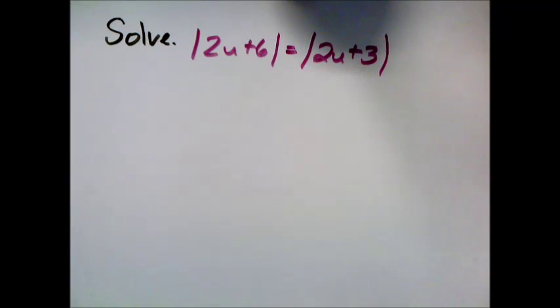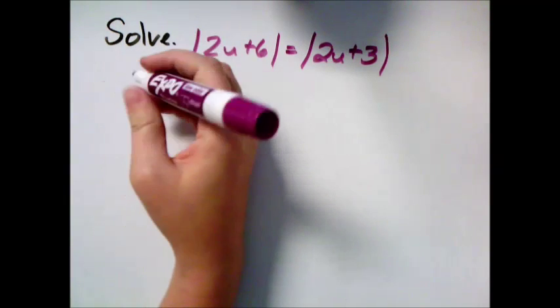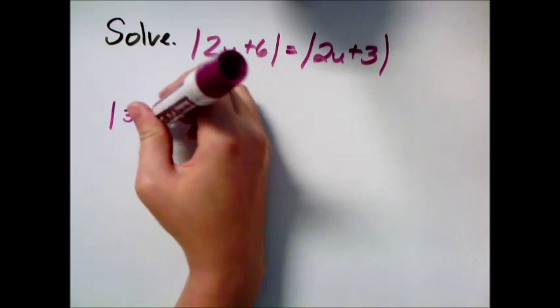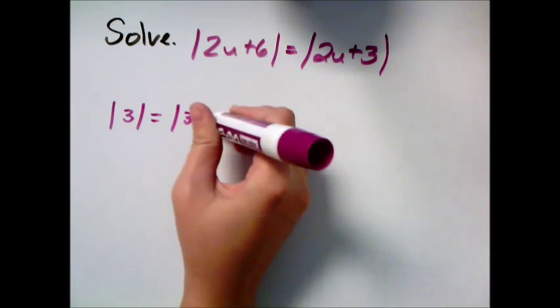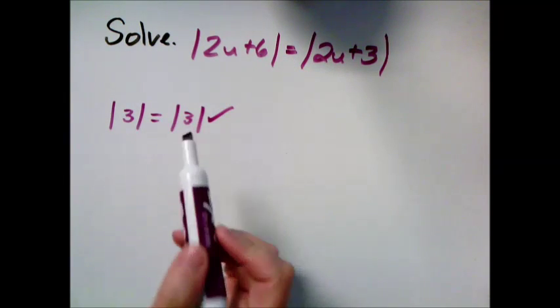Here we want to look at solving an absolute value equation where there's an absolute value on each side. So before we do this actual one, think about the reason why this works. If I'm trying to get the absolute value of two things equal, like say absolute value of 3 equals absolute value of 3, that would just say 3 equals 3.